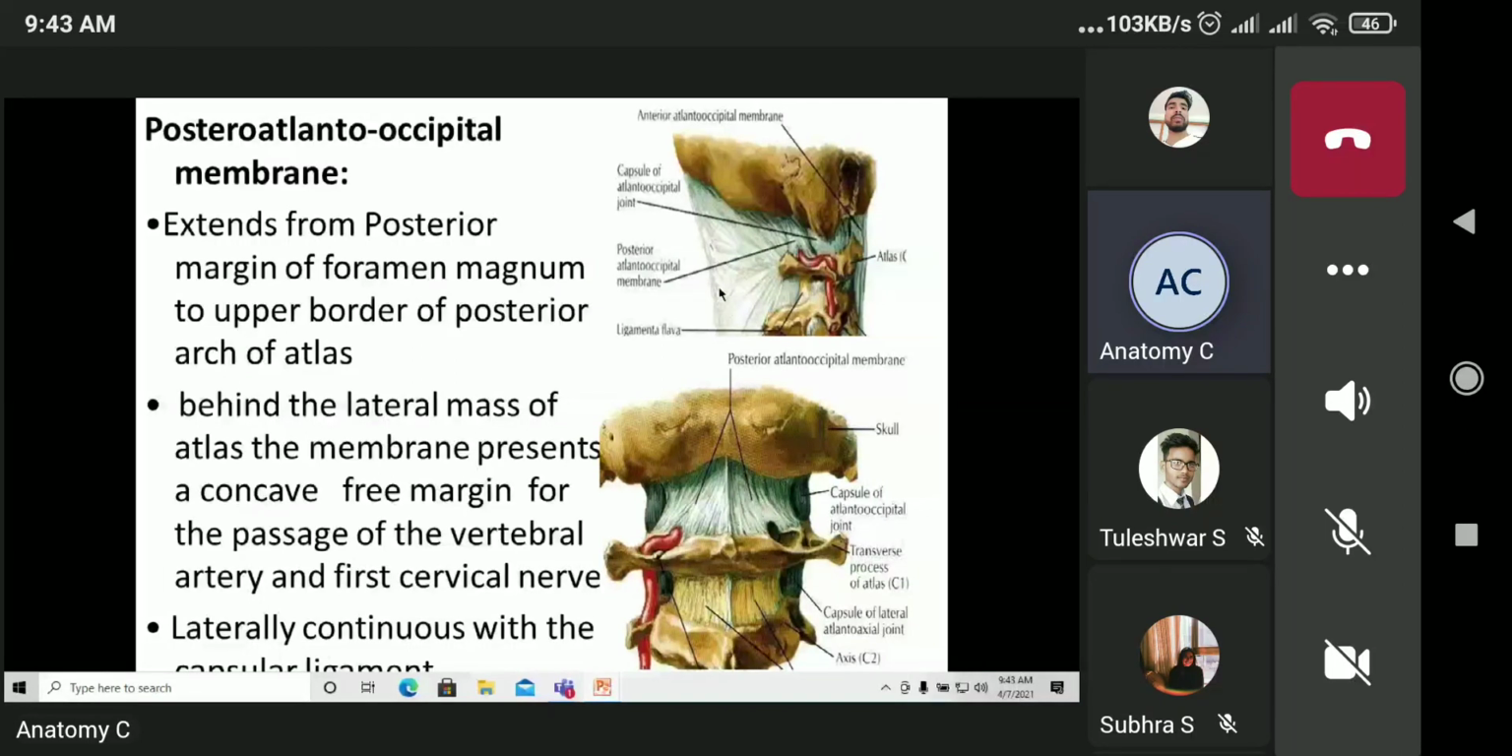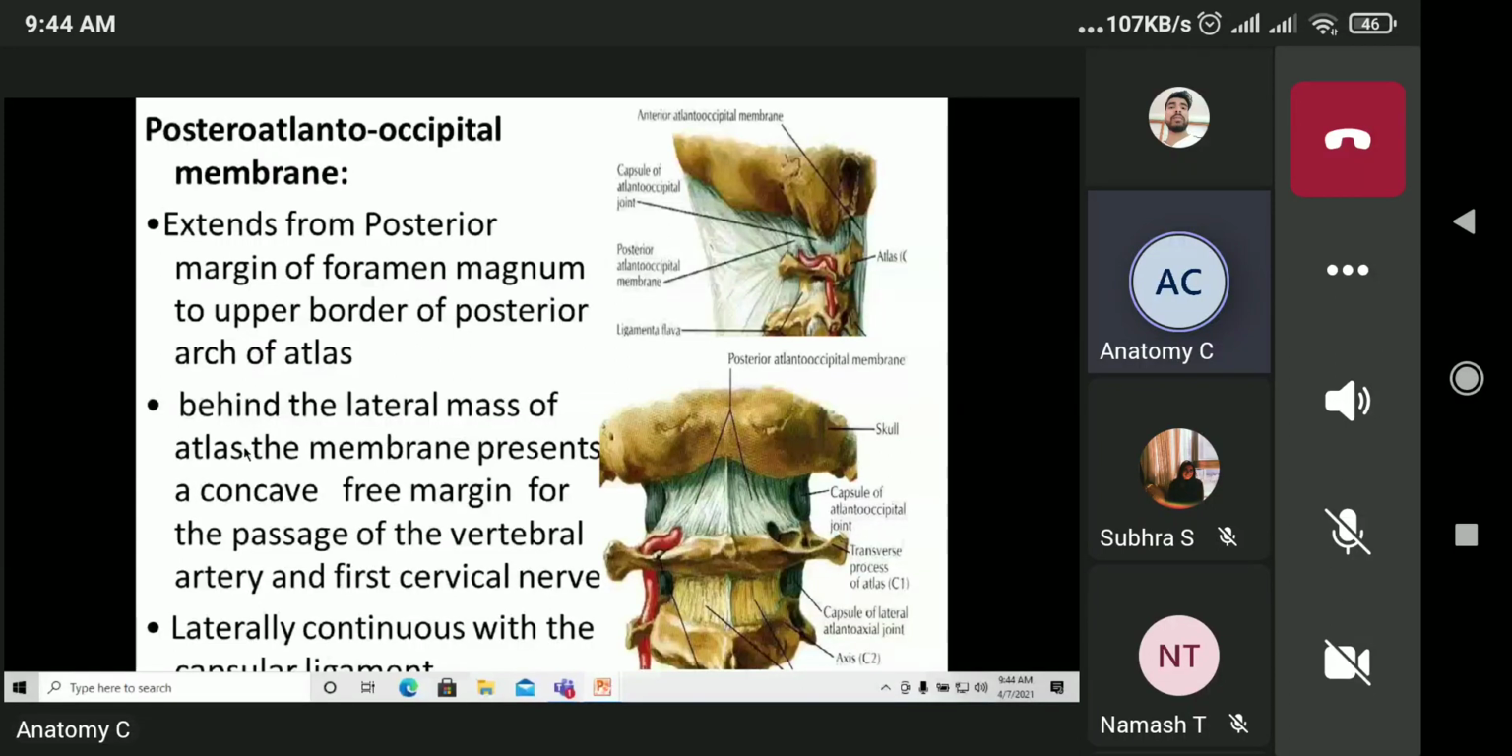Again, there is the posterior atlanto-occipital membrane. This one is the posterior atlanto-occipital membrane. From the anterior margin you get the anterior atlanto-occipital membrane, whereas from the posterior margin of the foramen magnum it extends up to the upper border of the posterior arch of the atlas. So this is the posterior atlanto-occipital membrane.